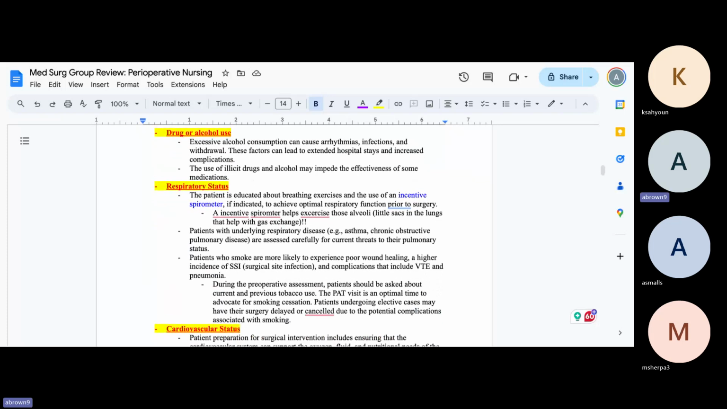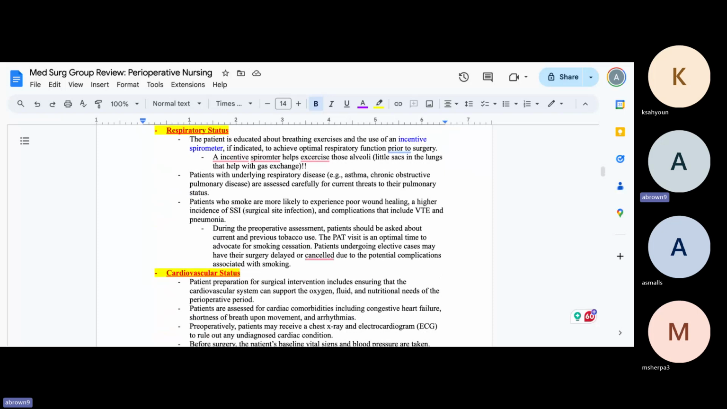Drug or alcohol use. Excessive alcohol consumption can cause arrhythmias, infections, and withdrawal. These factors can lead to extended hospital stays and increased complications. The use of illicit drugs and alcohol may impede the effectiveness of some medications.